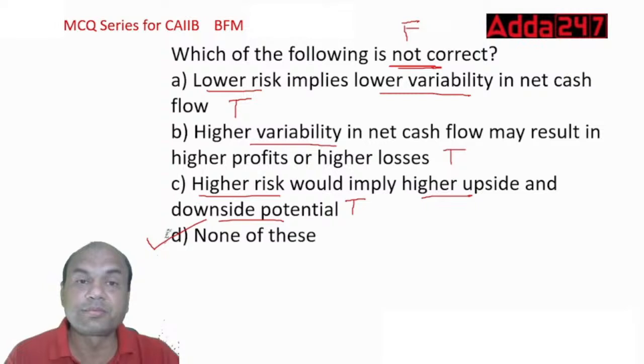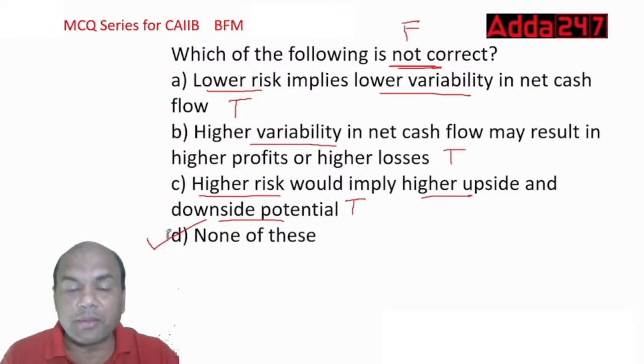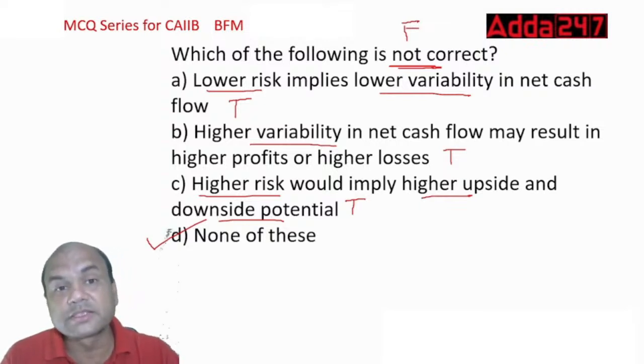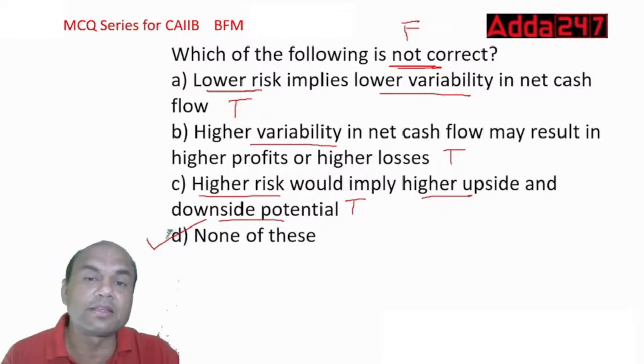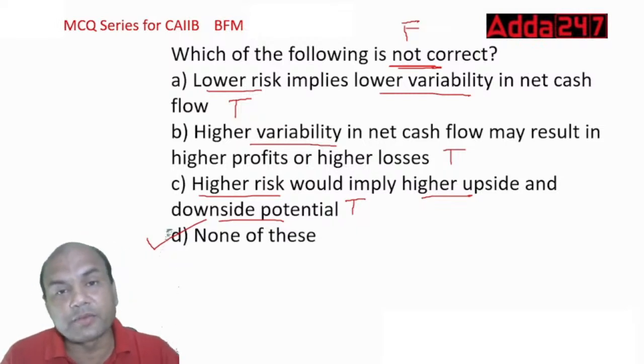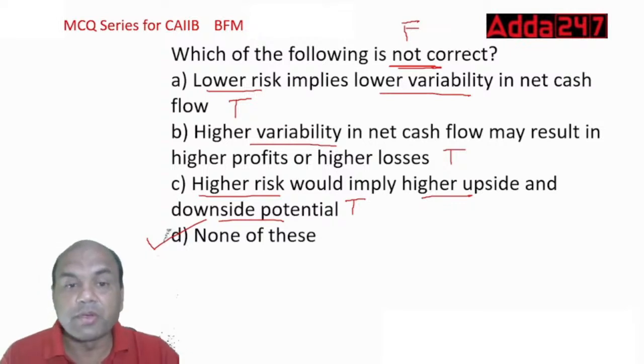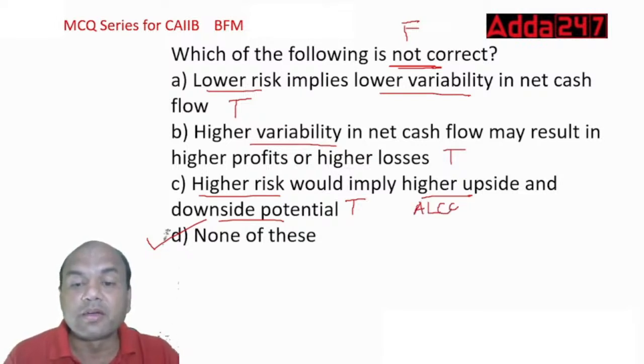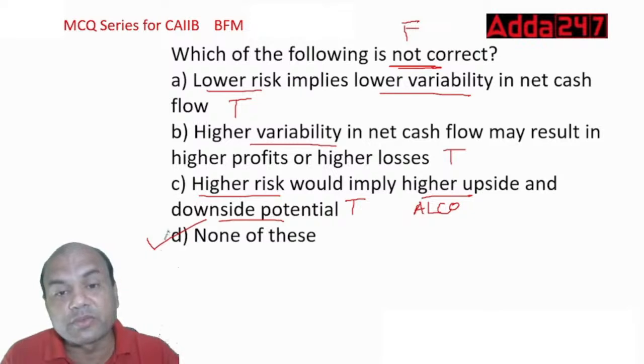Generally in exams, we have a habit that none of these will never be the answer. But remember, this is CAIIB. In CAIIB, you can't guarantee anything. You can get none of these answers also. Because remember, higher variability may result in higher profits and or higher losses. Higher risk would imply higher upside or higher downside. That is the basic logic of this ALCO department. What is the ALCO department in the bank? Asset liability management. So it basically deals with this higher upside and higher downside.